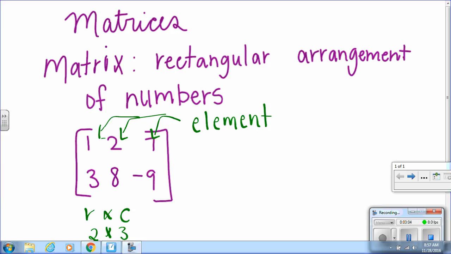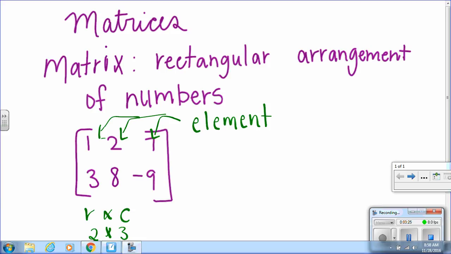RC. That's RC: rows by columns. This is a 2 by 3. Okay? 2 by 3 matrix. Those are the dimensions. And what are these things called? Elements. Okay, great.